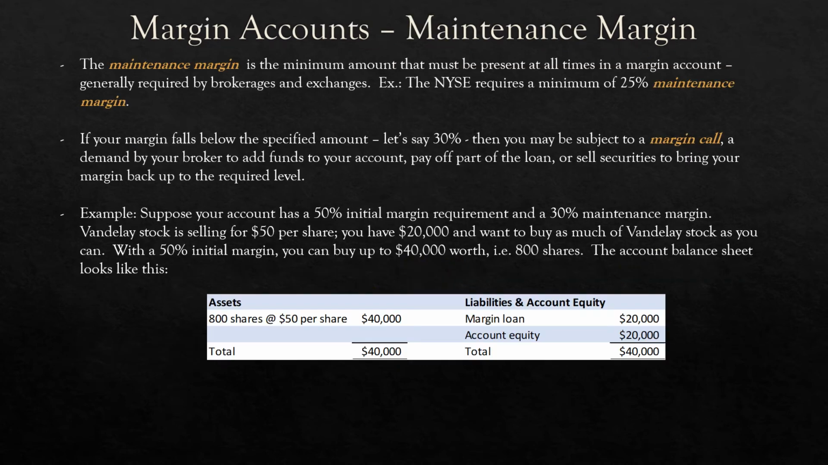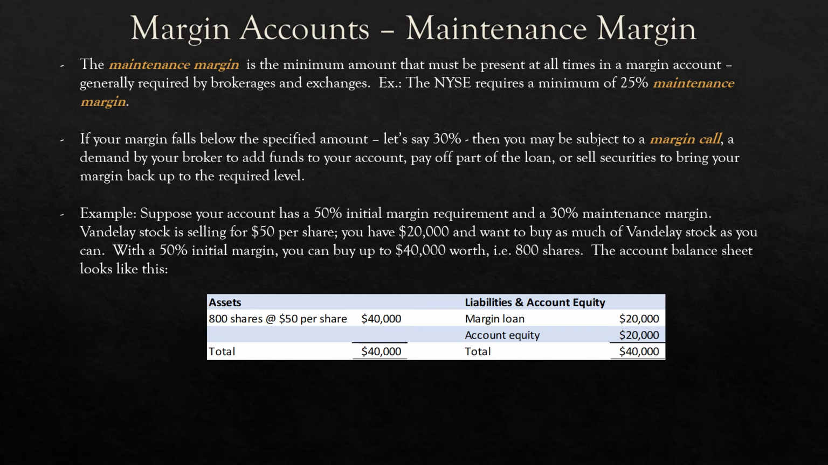So there we go. Now, margin accounts and the maintenance margin. The maintenance margin is the minimum amount that must be present at all times in a margin account, and it's generally required by brokerages and exchanges. For example, the New York Stock Exchange requires a minimum of 25% maintenance margin. If your margin falls below the specified amount, so let's say that maintenance margin is 30%, then you will be subject to a margin call, which is a demand by your broker to add funds to your account, pay off part of the loan, or sell securities to bring your margin back up to the required level.